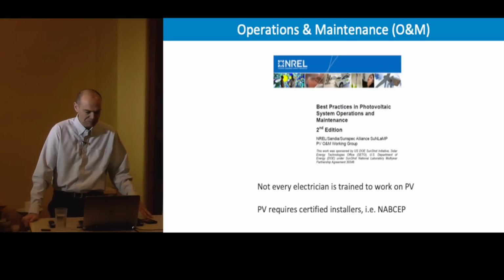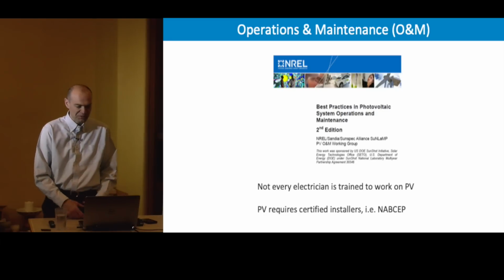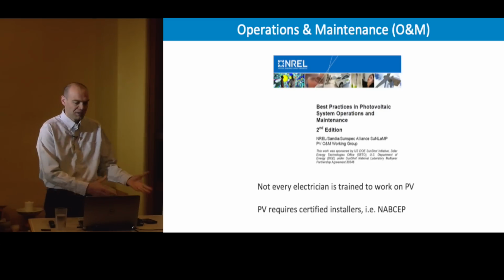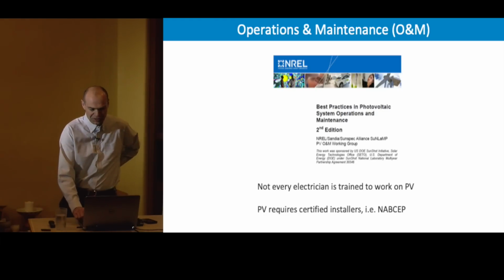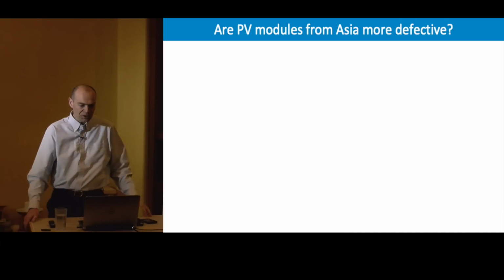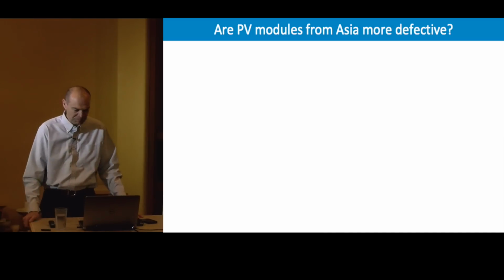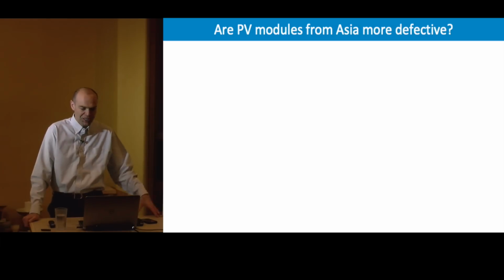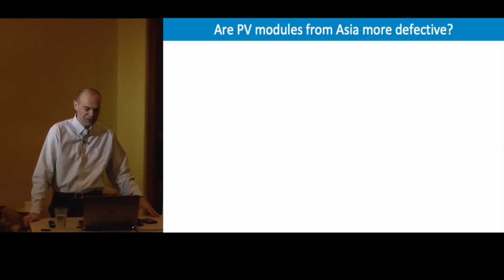NREL has best practices for O&M that are available. That's a working group, and it's publicly available. For example, not every electrician is certified to work on PV. There are certified installers, like NABCEP, which is important. So there's a lot of things that go into PV reliability, but I get asked this quite a lot.